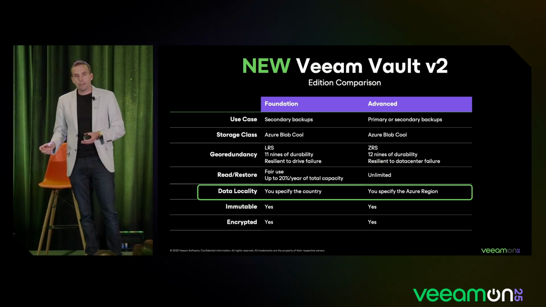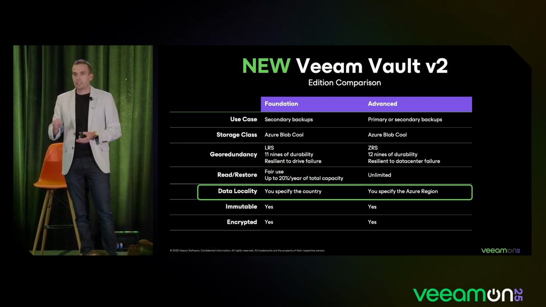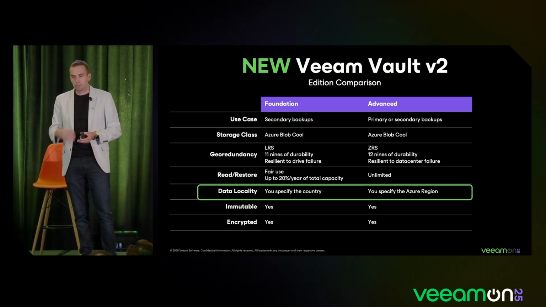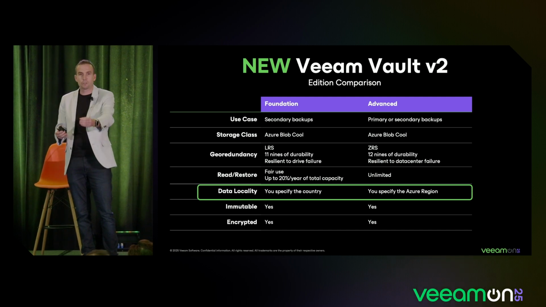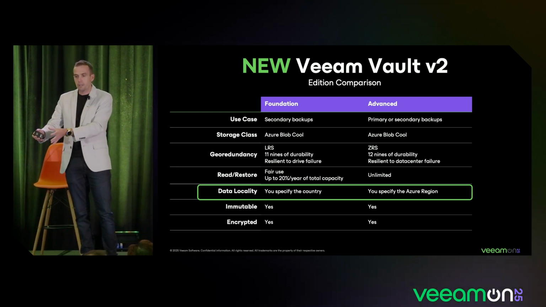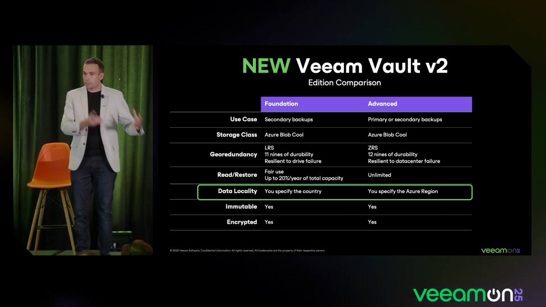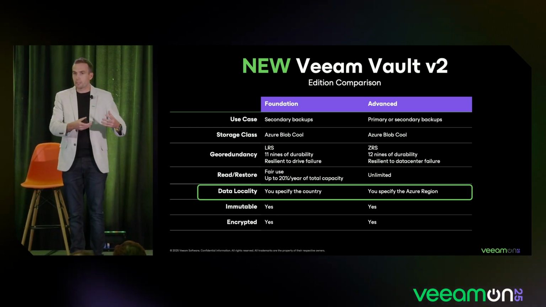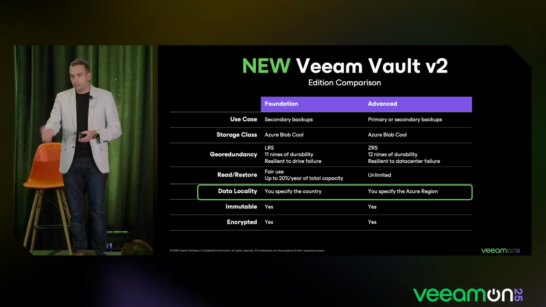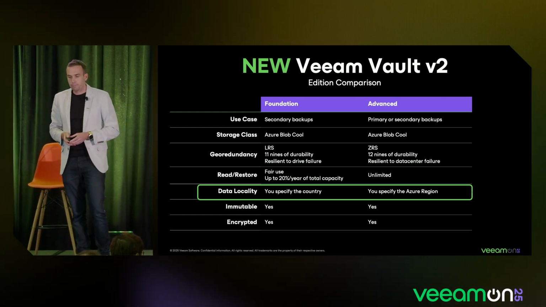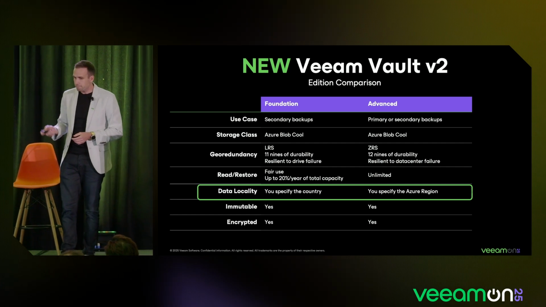Whereas on Advanced, you actually get to choose the specific data center that your data lands in. So particularly for DR use cases where you want to be closest to your data, where your office is, that's where you'd go down the Advanced path. But largely, if you don't care, if it's just an offsite copy that you want to leverage and run some things on, and you're not too worried about the locality, then Foundation is perfectly applicable for that.